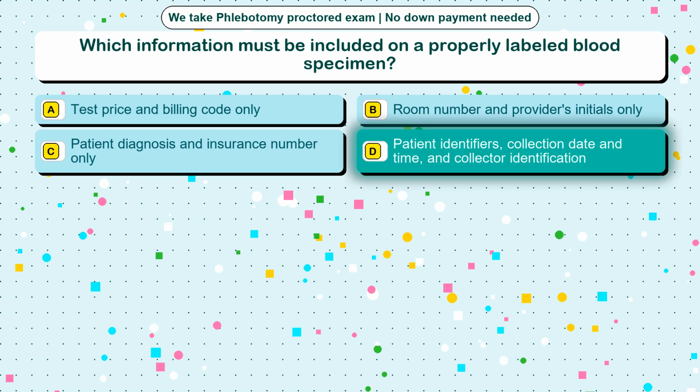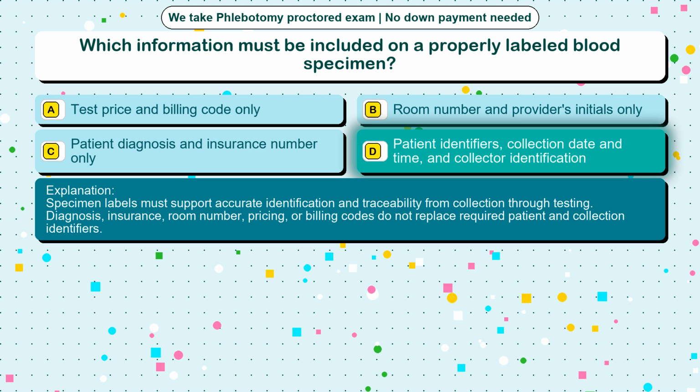Patient identifiers, collection date and time, and collector identification. Specimen labels must support accurate identification and traceability from collection through testing. Diagnosis, insurance, room number, pricing, or billing codes do not replace required patient and collection identifiers.